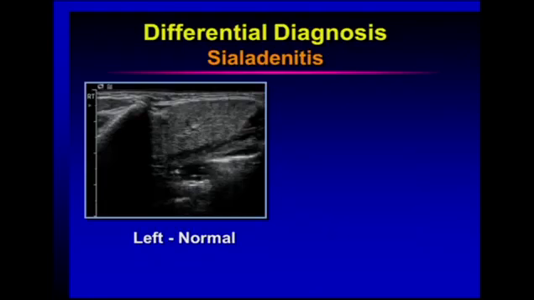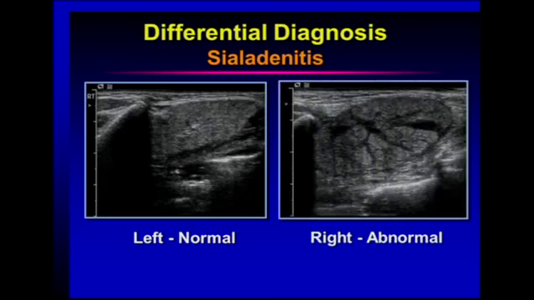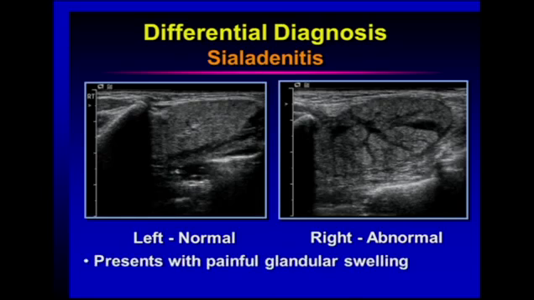This is an individual with a normal left submandibular gland. See how homogeneous it appears under the mandible. An abnormal right submandibular gland: you can see the enlargement, heterogeneity, edematous type of appearance.